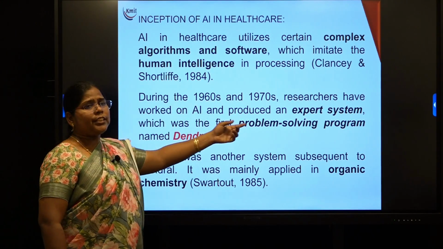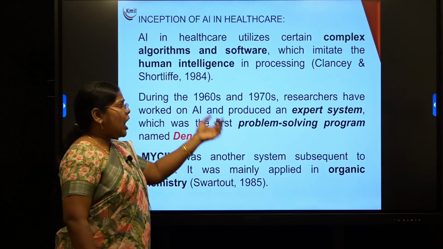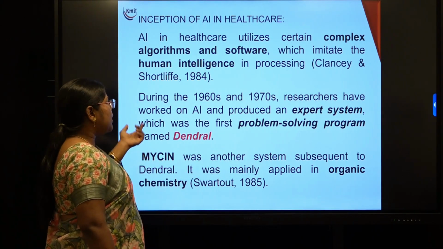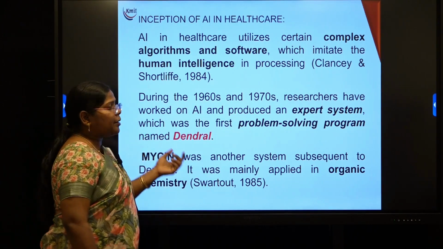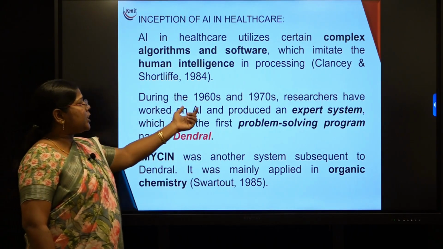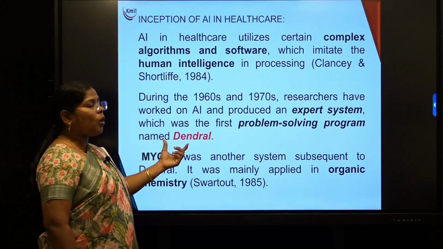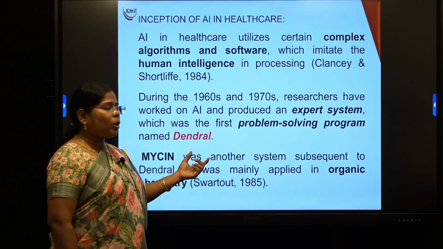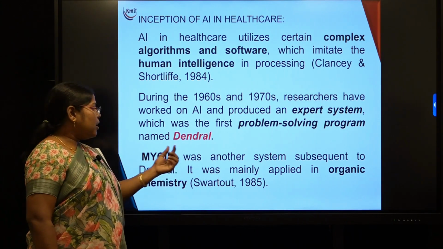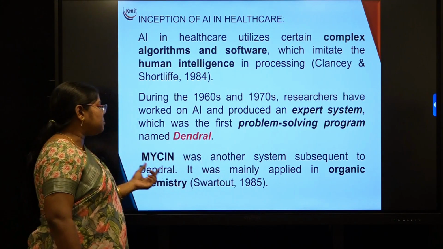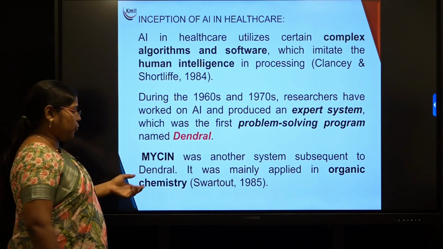During the 1960s and 1970s, researchers worked on AI and produced an expert system to solve problems, which was named DENDRAL. So in the 1960s and 1970s, to solve problems, they used an architecture called DENDRAL. Later they used MYCIN. MYCIN was another system subsequent to DENDRAL. It was mainly applied for organic chemistry.